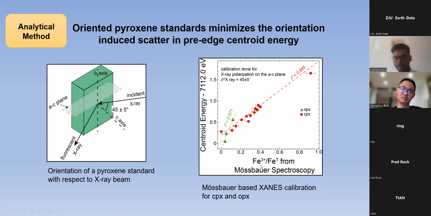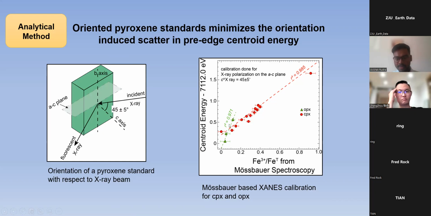So this ferric iron has been measured with Mössbauer spectroscopy on our standard pyroxenes, and this is the centroid energy of the oriented pyroxene crystals, and it increases linearly both for CPX and OPX. The CPX calibration curve at the moment is quite robust because we have about 13 CPX standards that we used to develop this curve.